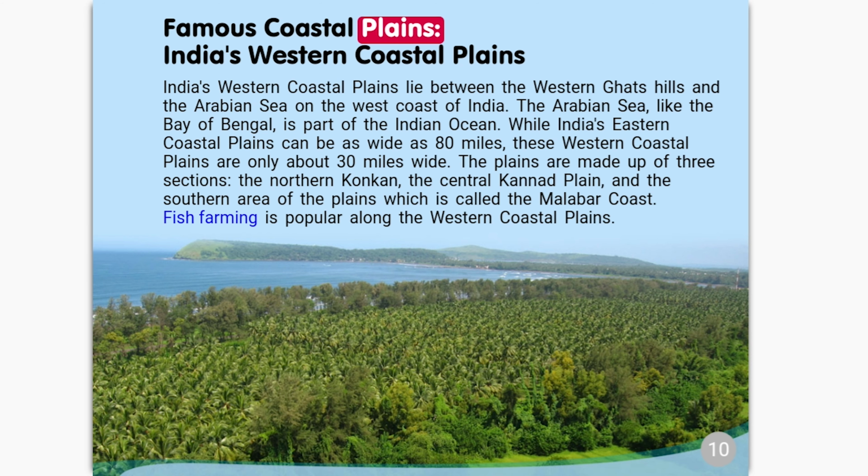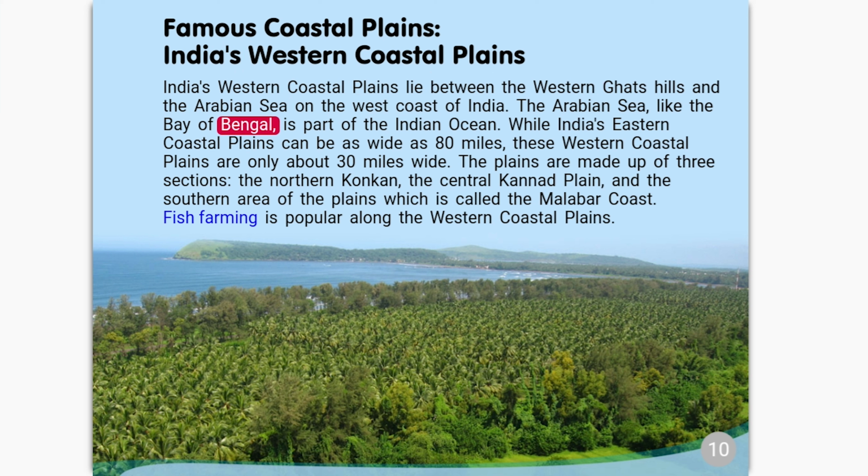Famous coastal plains, India's western coastal plains. India's western coastal plains lie between the Western Ghats Hills and the Arabian Sea on the west coast of India. The Arabian Sea, like the Bay of Bengal, is part of the Indian Ocean.